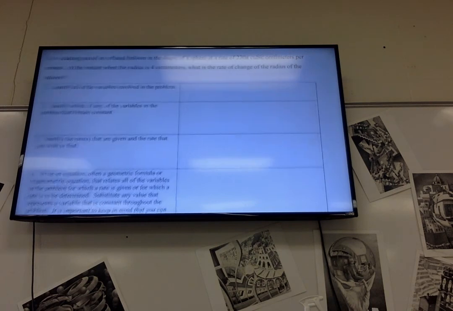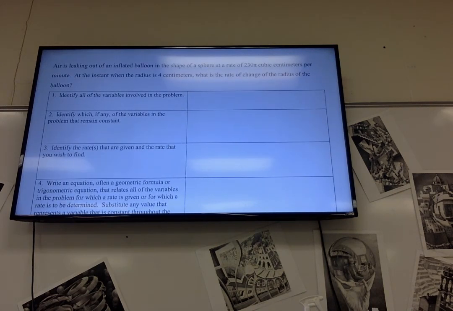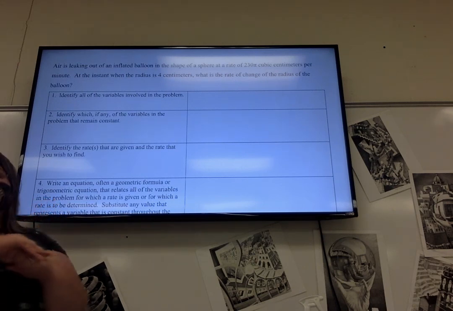Okay, so this is the next page you have. Now this problem is like the bell work. What's the title of that number? Found it. Air is leaking out of an inflated balloon. So you've got a balloon that's leaking out, in the shape of a sphere, right? It's leaking out at a rate of 230 pi cubic centimeters per minute.